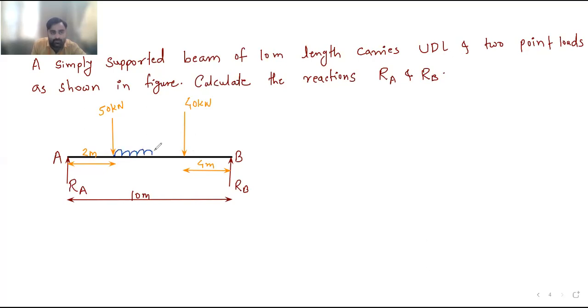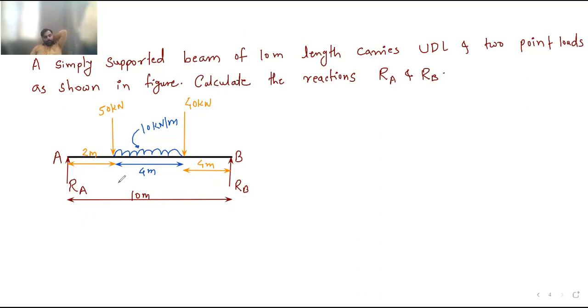In the middle portion, they told us there is UDL, and the value of this UDL is 10 kilonewton per meter. Now what will be the span of this UDL? What will be this length? If the total is 10, this is 4, this is 2, so 2 plus 4 is 6. 10 minus 6 is 4. So the remaining length is 4 meter.